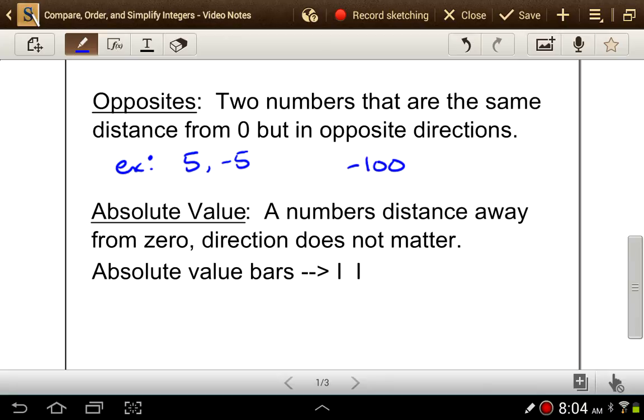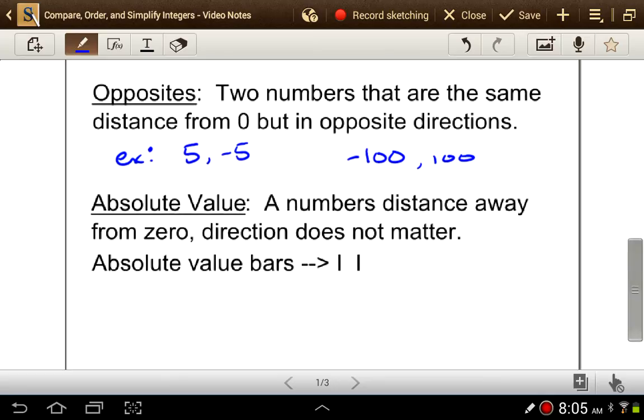Another example would be let's do negative 100. So if I go negative 100 in the negatives, that means I'm going to go to positive 100 the other direction. They're both the same distance away from zero. Notice they're the same number, it's just one's positive and one's negative. That's what opposites are. So that negative sign in front stands for the opposite of the positive number. It's going the same number of spaces away from zero, but in the other direction.